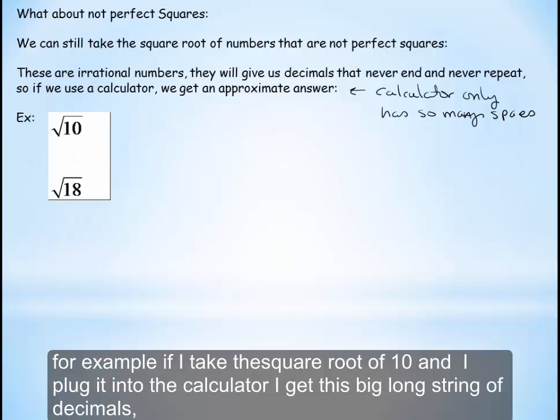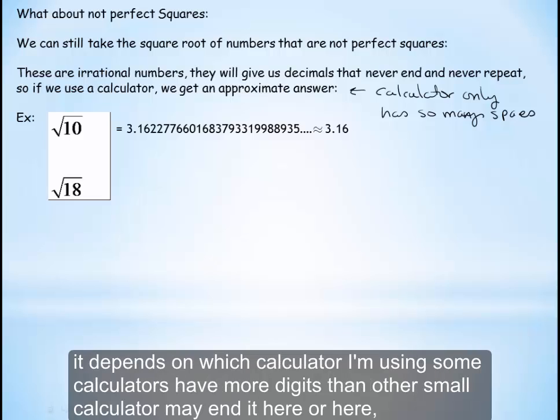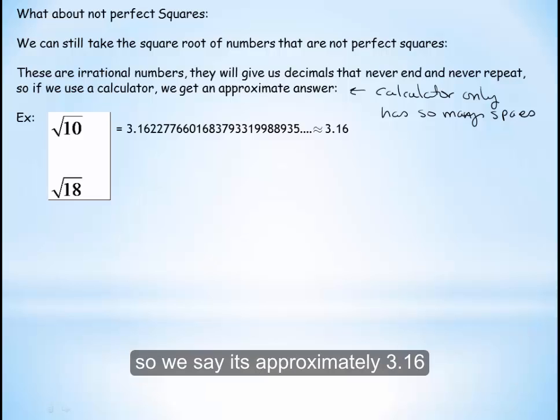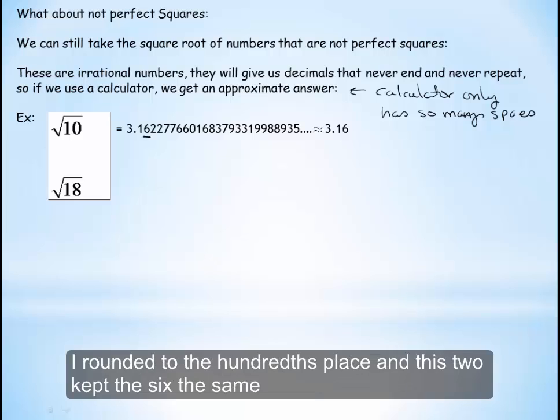So for example, if I take the square root of 10 and I plug it into the calculator, I get this big, long string of decimals. Now, it depends on which calculator I'm using. Some calculators have more digits than others. A small calculator may end it here or here, but it'll keep going on forever. It never ends, and as you see, there's no repeating pattern. So we say it's approximately 3.16. I rounded to the hundredths place, and this too kept the 6 the same.